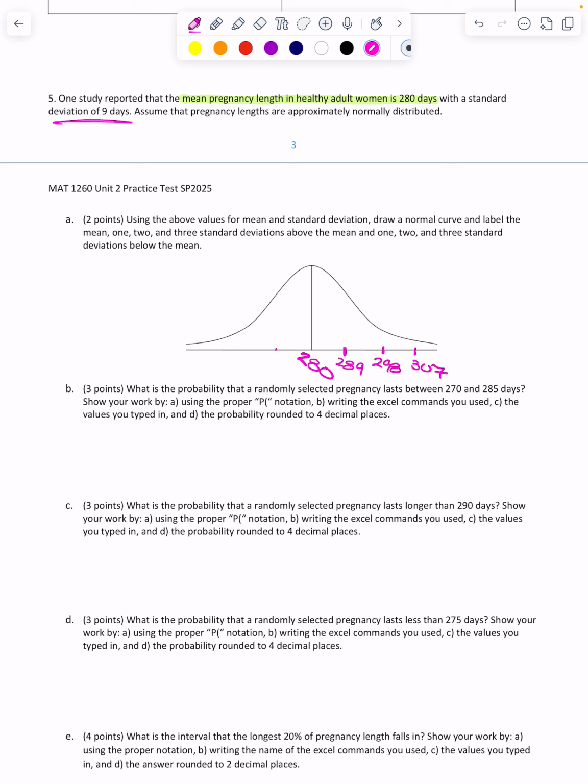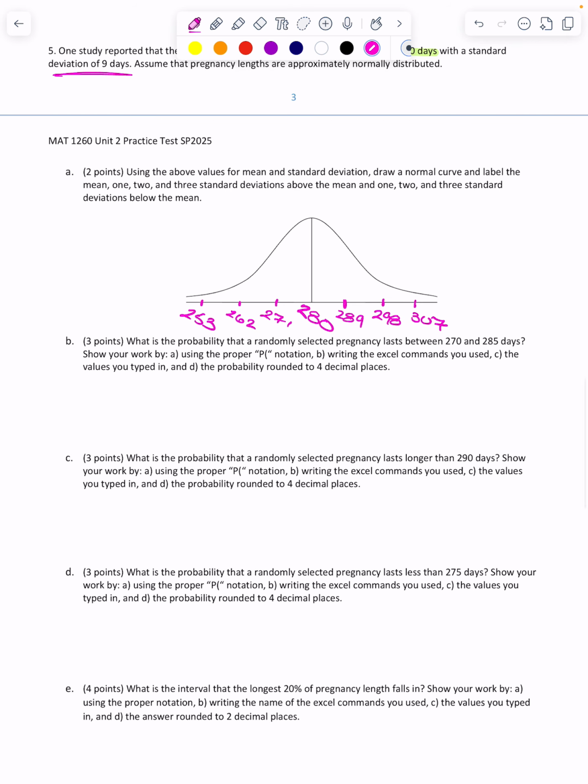280 minus 9 gives us 271. Minus 9 gives us 262. Minus 9 gives us 253. So there are our 1, 2, 3 standard deviations above and below the mean.